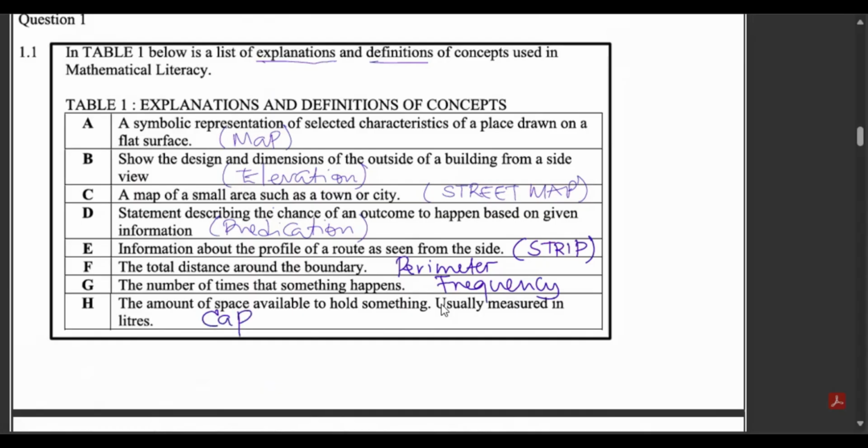The amount of space available to hold something, usually measured in liters. Nothing other than what? Capacity. Why am I saying capacity? Amount available to hold, especially in liters. So the capacity: how much can it take? How much can it hold? Okay, let's look at that.